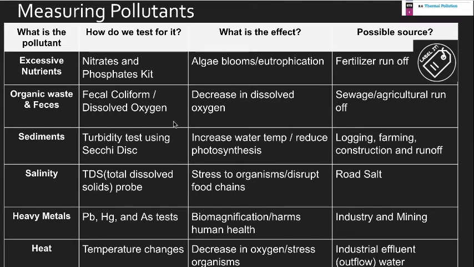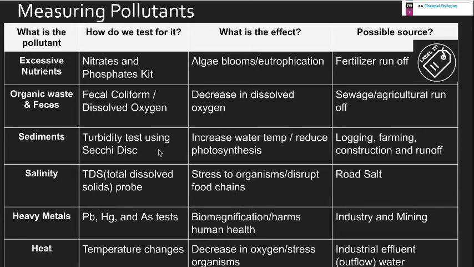Organic wastes and feces, we can test with fecal coliform by doing a bacterial culture, looking for those, and also directly measuring the oxygen levels. The primary impact of organic waste is a decrease in dissolved oxygen levels, which can affect the fish and other organisms that live in this aquatic ecosystem. Not having access to oxygen is bad if you do cellular respiration. Sewage and agricultural runoff can be primary examples of this, so human domestic sewage waste and agricultural runoff from animal waste. The next type of pollutant could be sediments.